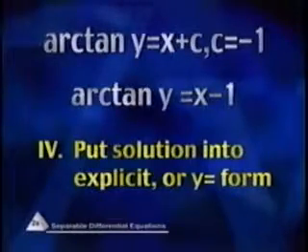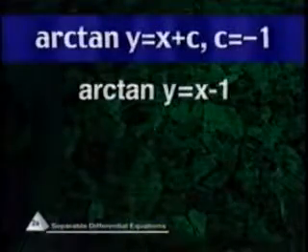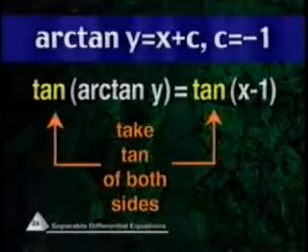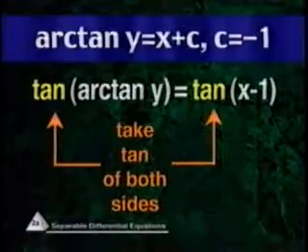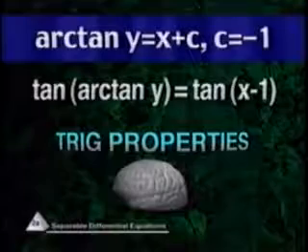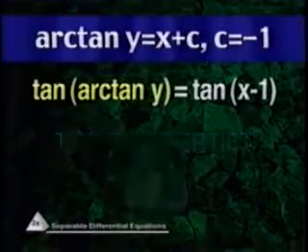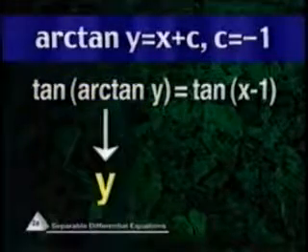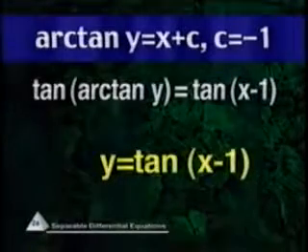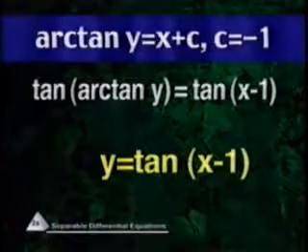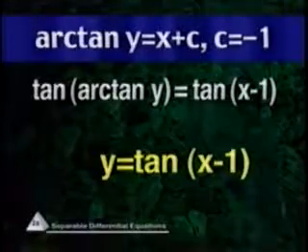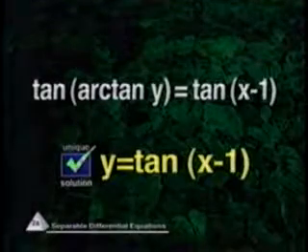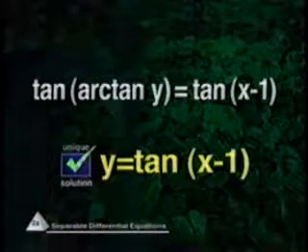To solve for y here, we need to take the tangent of both sides of the equation. Now, using trig properties stored deep in our gray matter, we know that the tangent of the arctangent of y is simply y. So we end up with y equals the tangent of the quantity x minus 1. And that is the unique solution to our variable separable initial value problem.